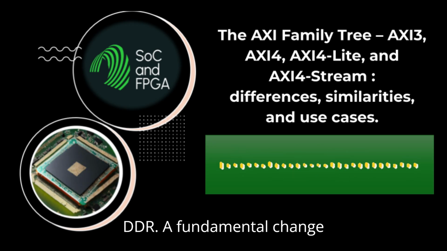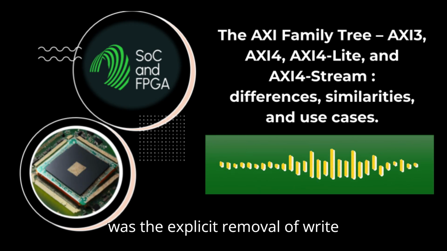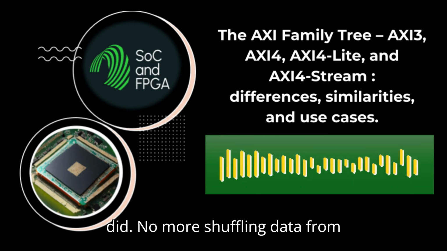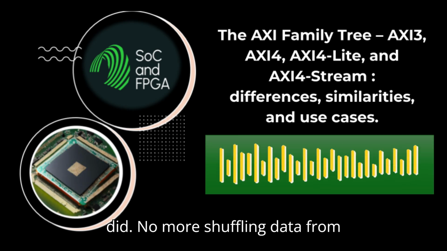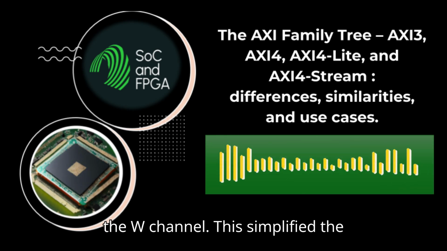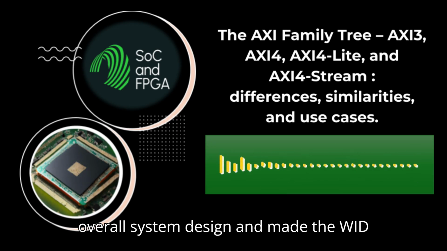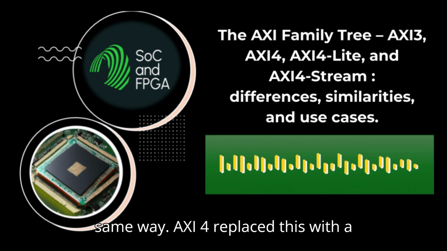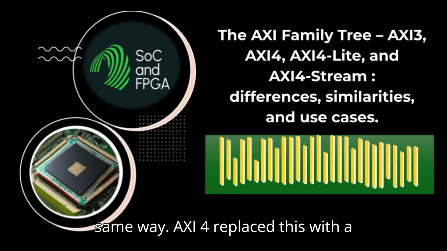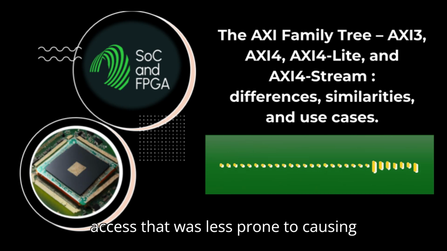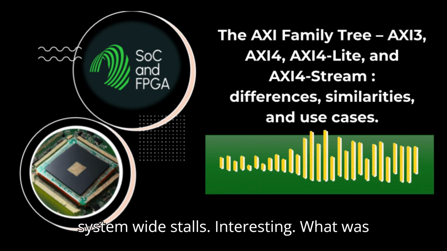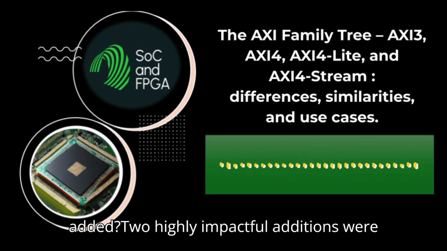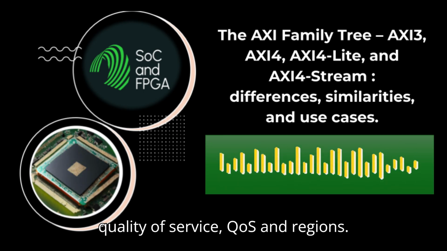A fundamental change was the explicit removal of write interleaving. Oh, they took it out. They did. No more shuffling data from different write operations together on the W channel. This simplified the overall system design and made the WID signal redundant. Yeah. Similarly, locked transfers were no longer supported in the same way. AXI4 replaced this with a lighter weight mechanism for exclusive access that was less prone to causing system-wide stalls.